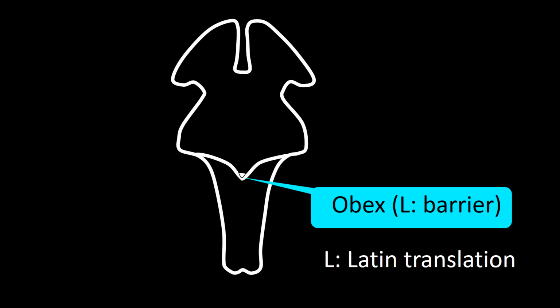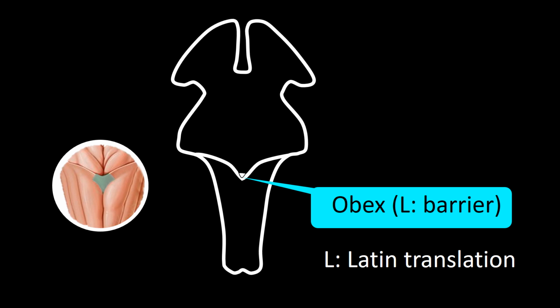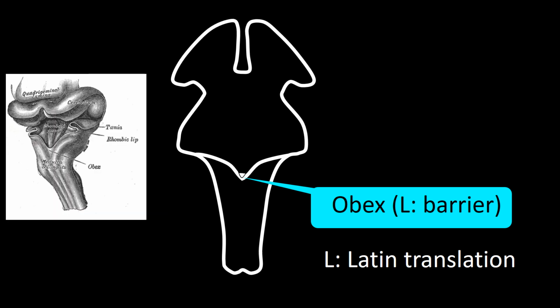This is called the obex. The obex, for some authors, is a triangular lamina of gray matter of uncertain function. I have introduced a view of an embryological specimen. The obex is indicated by the arrow.